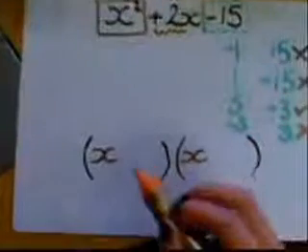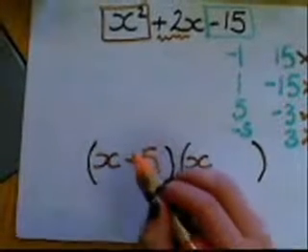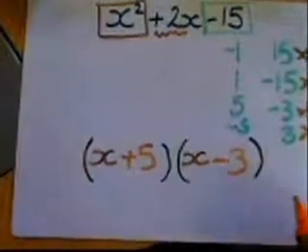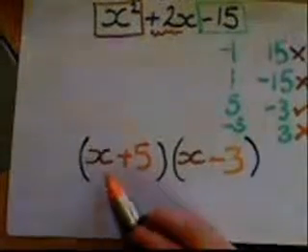So our answer, if we put the 5 and the minus 3 in the brackets, is x plus 5 and x minus 3. And we're done. To check our answer, we'll just expand it.